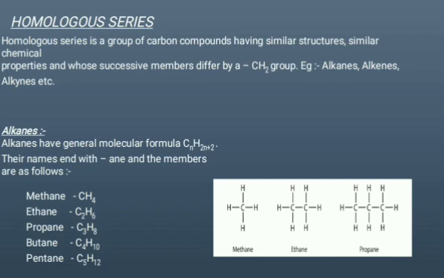Alkanes have the general molecular formula CnH2n+2. Their names end with the suffix ane, and the members are methane, ethane, propane, butane, pentane, hexane, and so on. If we see their molecular formulas, methane is CH4, ethane is C2H6. Methane and ethane differ by a CH2 group.